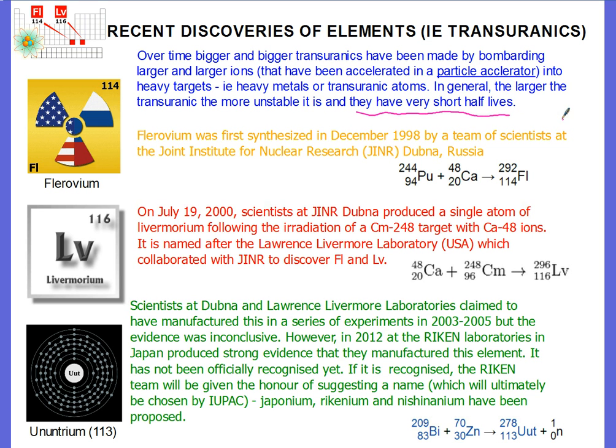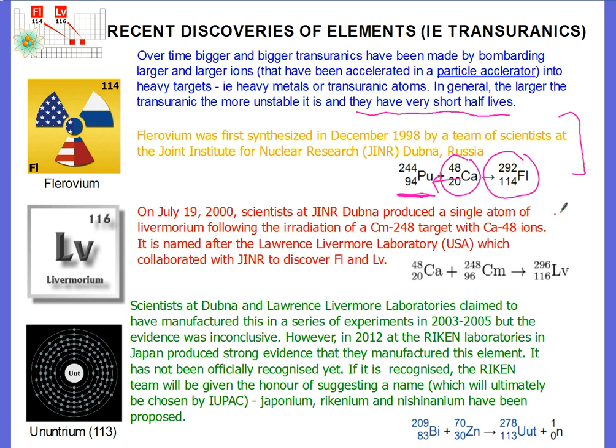But in 1998, scientists at Dubna in Russia discovered flerovium. They did that by getting a plutonium target and putting it inside the particle accelerator. They got the calcium ion and used the particle accelerator to speed it up to very high speeds. They smashed the calcium into the plutonium, and the calcium and plutonium nuclei merged to become flerovium.